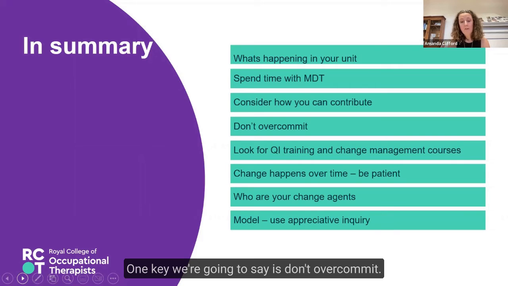One key we're going to say is don't overcommit. These are big projects, and you will have limited time. So this is universal work much of the time, and that's a really important part of our role. But look at how you can actually make either quick wins or things you can get in one or two projects and do really well, versus trying to get involved in lots of different types of things and feeling like you're running and chasing your tail.